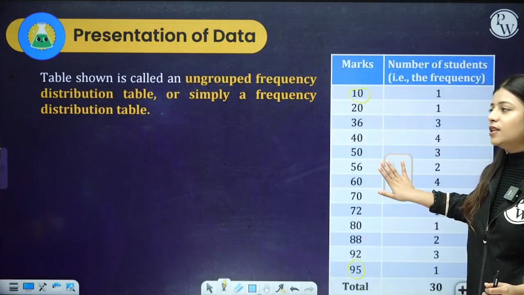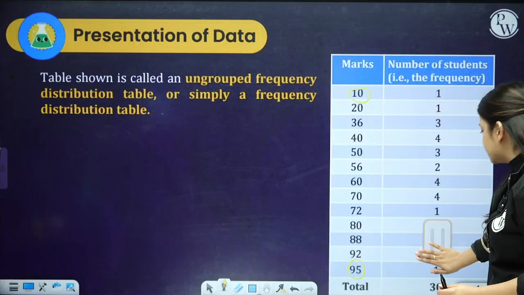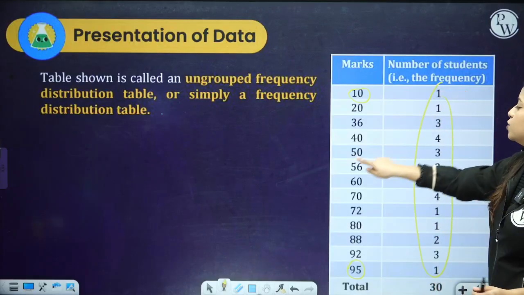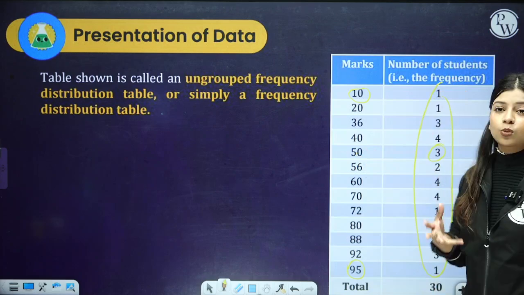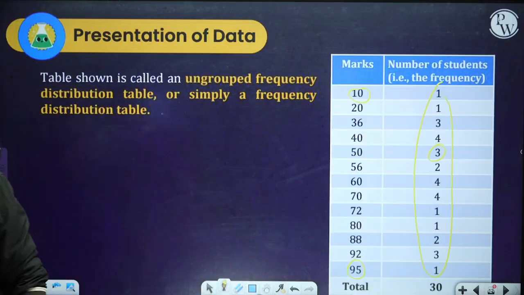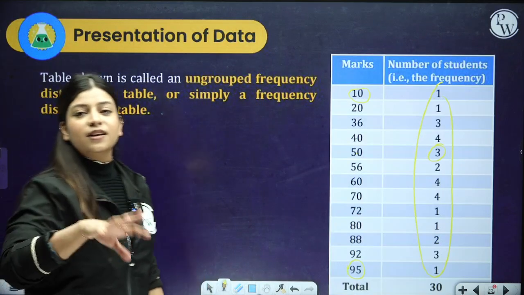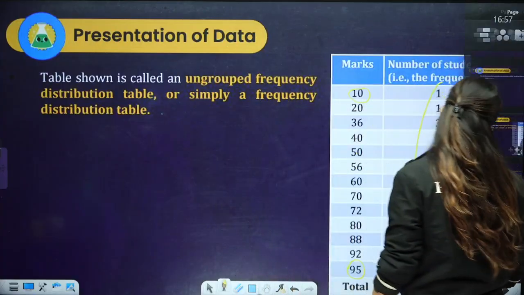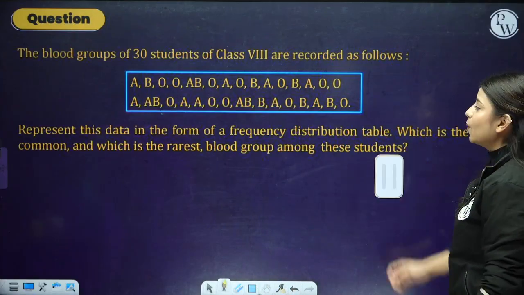So this is what is presentation of data, and these numbers, that how many students have secured 50 marks, 3 students, that becomes the frequency. This is known as frequency, that how many times that particular thing is repeating itself becomes the frequency. Now let's see a question, people.